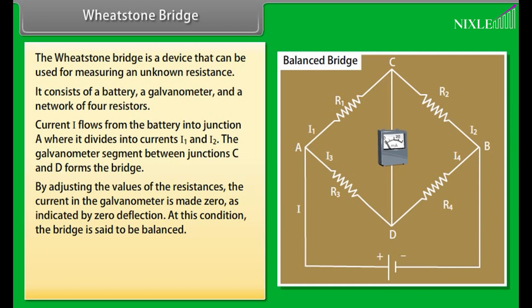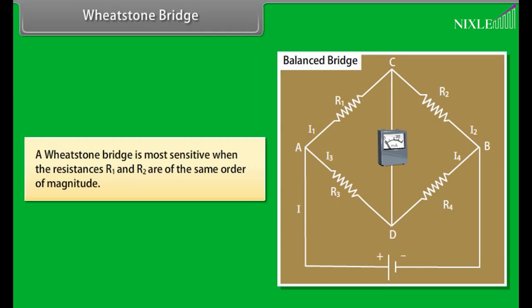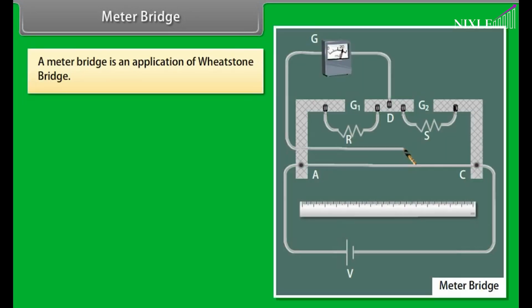At this condition, the bridge is said to be balanced. The condition of the balanced bridge is R1 upon R2 is equal to R3 upon R4. A Wheatstone bridge is most sensitive when the resistances R1 and R2 are of the same order of magnitude. Meter bridge. A meter bridge is an application of Wheatstone bridge.